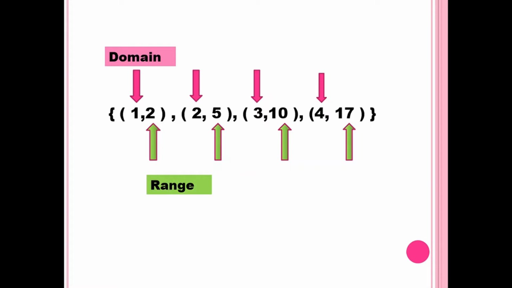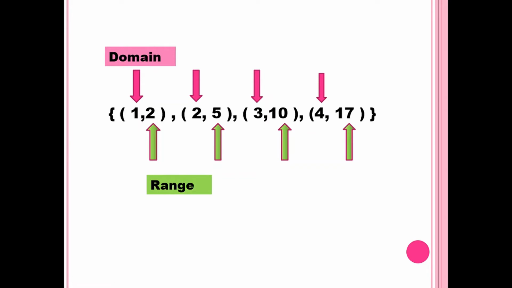So 1 and 2 is paired, 2 and 5, 3 and 10, 4 and 17. We are going to identify which of these numbers are domain and which of these numbers are range. Notice my pink arrow. The numbers pointed by the pink arrows are our domain or our inputs. In this given set, we have here 1, 2, 3, and 4 as our inputs or our domain.